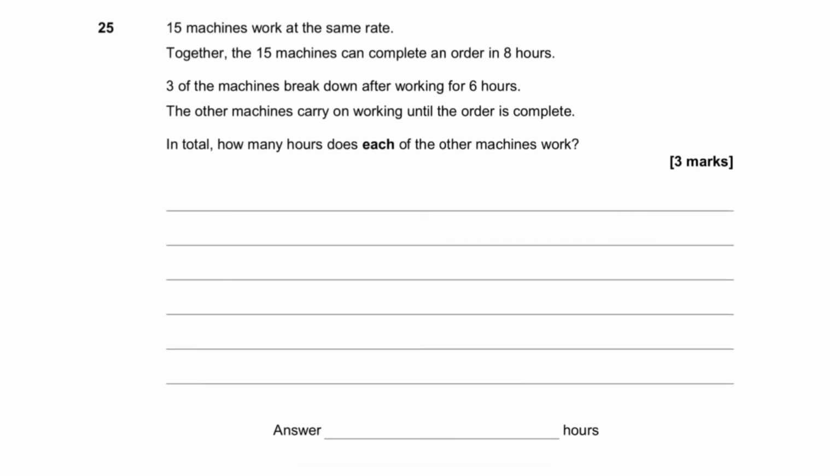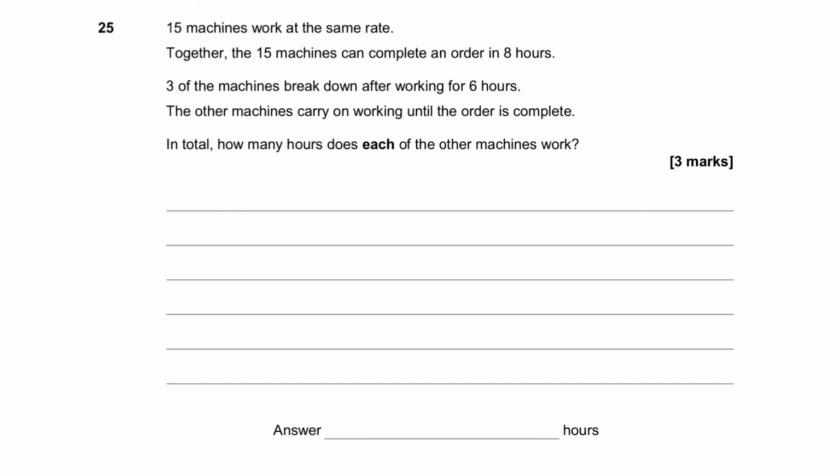So our last question says 15 machines work at the same rate. Together, the 15 machines can complete an order in 8 hours. 3 of the machines break down after working for 6 hours. The other machines carry on working until the order is complete. In total, how many hours does each of the other machines work?